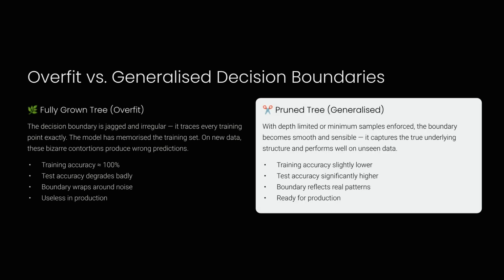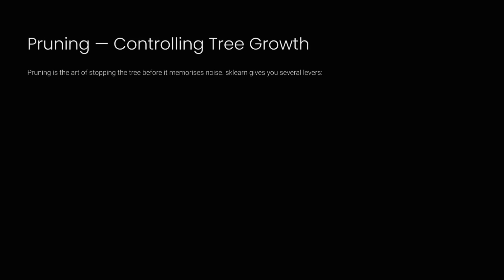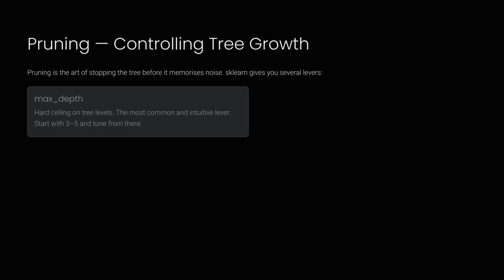A fully grown tree has a jagged decision boundary, tracing every training point, leading to overfitting. A pruned tree with limited depth or minimum samples has a smooth, generalized boundary that captures real patterns and performs better on unseen data. Pruning is the art of controlling tree growth before it memorizes noise.